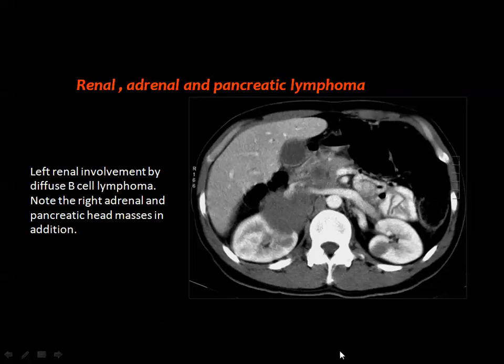Then this is an example of a right adrenal gland mass, left renal focal lesion, and a lesion in the pancreatic head. And these are proved to be related to diffuse B-cell lymphoma.